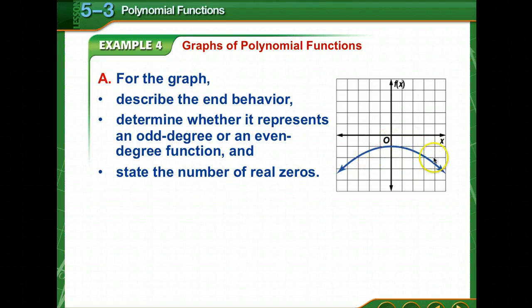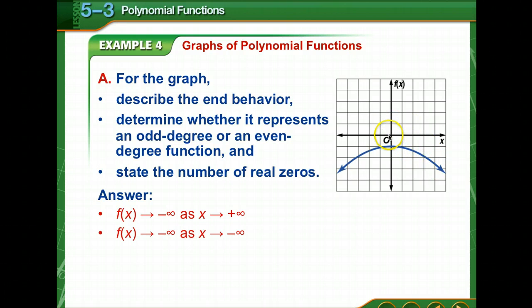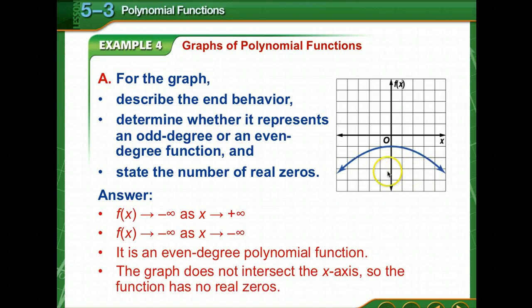So looking at this one, we got a frowny face going on here. Must be Monday. Okay. So this graph, as x approaches positive infinity, this function approaches negative infinity. As x approaches negative infinity, the function approaches negative infinity. It is an even degree polynomial because the ends are going the same direction. And this graph does not intersect the x-axis, so it has no real zeros. Let's look at another one.